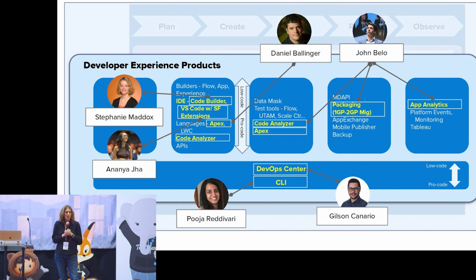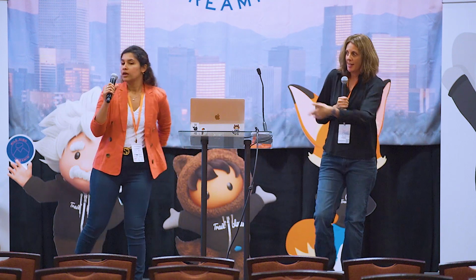Stephanie Maddox and Ananya Jha are responsible for our IDE experiences. So that's our VS Code extensions and our Code Builder, the new web-based IDE experience. Daniel Ballinger owns Apex, our Apex language, and everything that goes with that. John Bello owns our Code Analyzer, our static code analysis tool. He's also working on packaging 1GP to 2GP migration and our app analytics for ISVs. And then for our CLI and DevOps Center, we've got Pooja Redivari on our CLI and Gilson Canario, who is now owning DevOps Center. So that's the team. Hope you can get to work with them and meet them in the future. Then I'm going to hand it over to Neha.